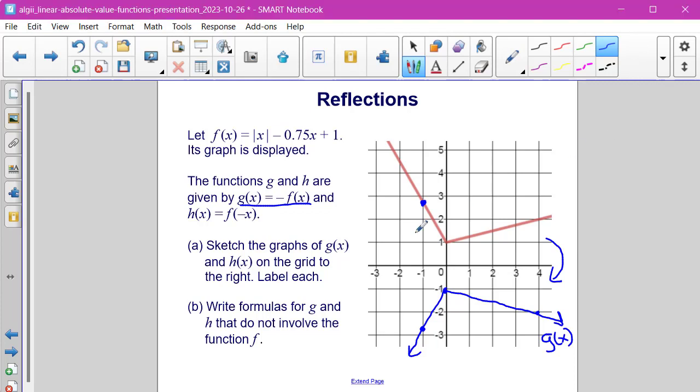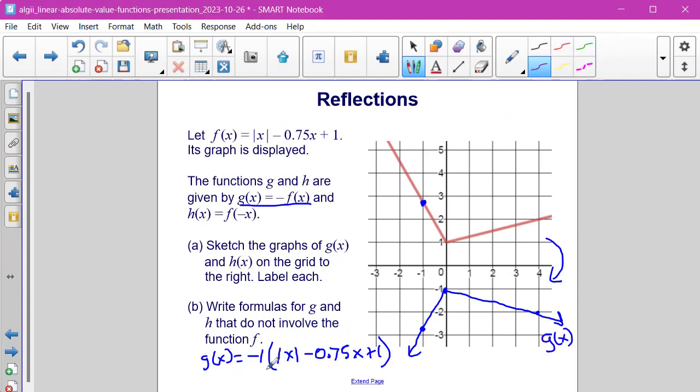And we can also write a formula for g of x. G of x is equal to negative f of x. So that means we have this -1, and we're going to multiply it by this entire f of x function. So that's the absolute value of x minus 3/4, so that's 75/100, x plus 1.